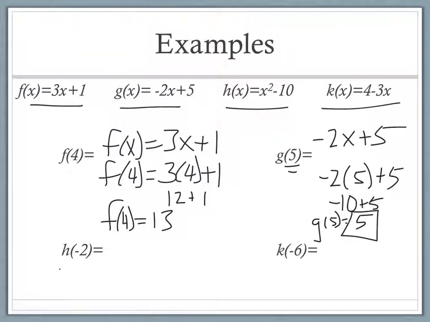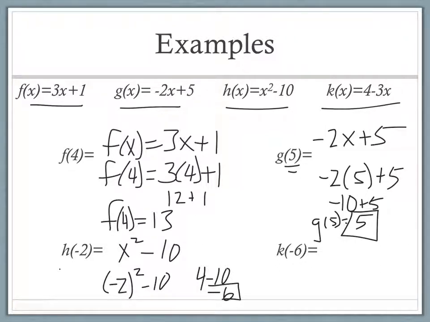Now let's do h of negative 2. I have x squared minus 10, so I'm going to plug in negative 2 squared minus 10. If you're using a calculator, make sure you put that negative 2 in parentheses. That's going to give you positive 4 minus 10, because negative 2 times negative 2 is positive 4, which gives negative 6.